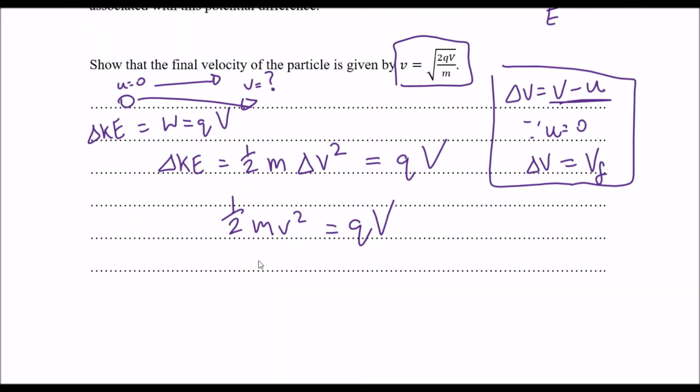From there, if we rearrange everything over, v squared equals qV divided by m times 2 up here. So v squared is therefore 2qV divided by m. And that's how you respond to this question here.